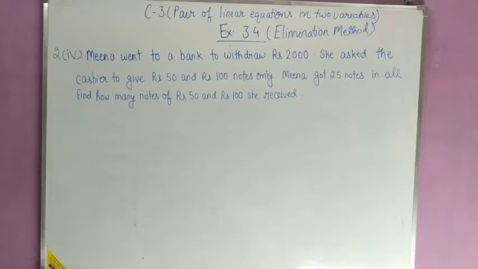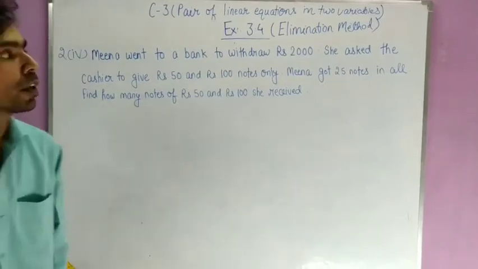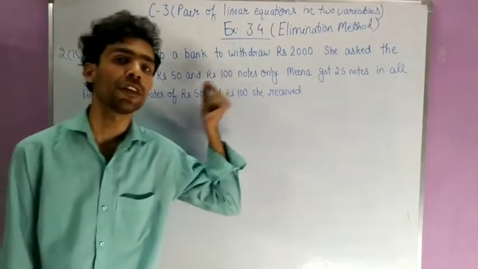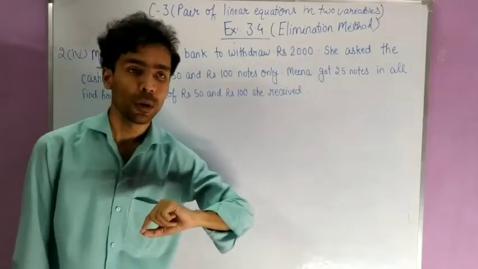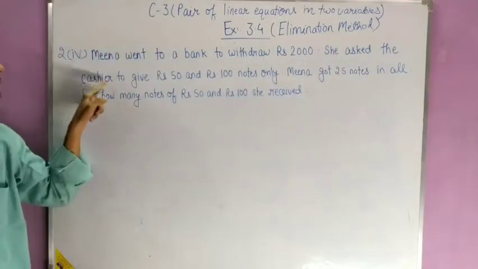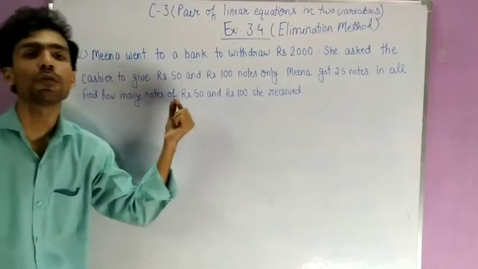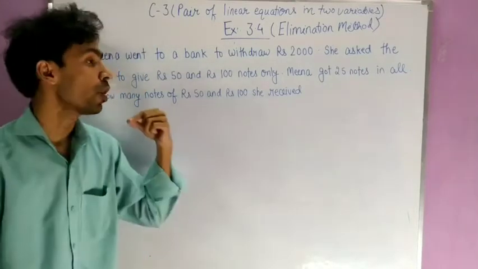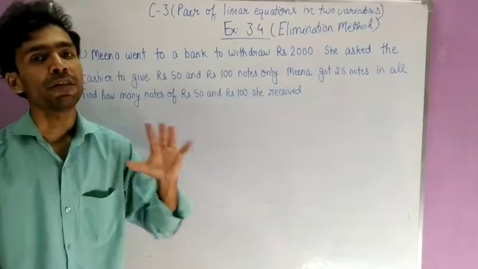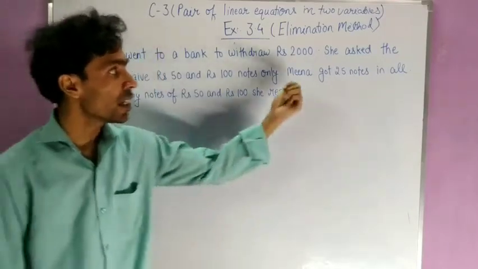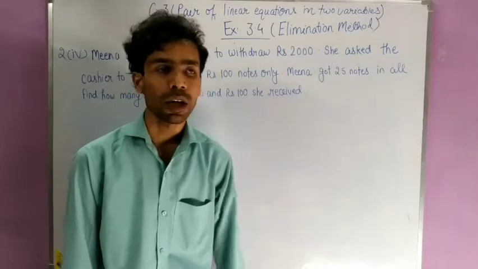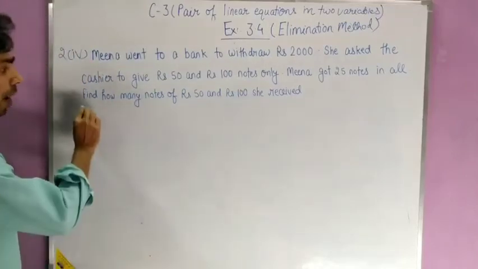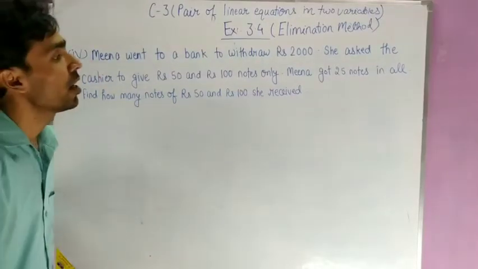Now students, the fourth part of question number 2 is: Meena went to a bank to withdraw rupees 2000. She asked the cashier to give only rupees 50 and rupees 100 notes. Meena got 25 notes in all. Find how many notes of rupees 50 and 100 she received.